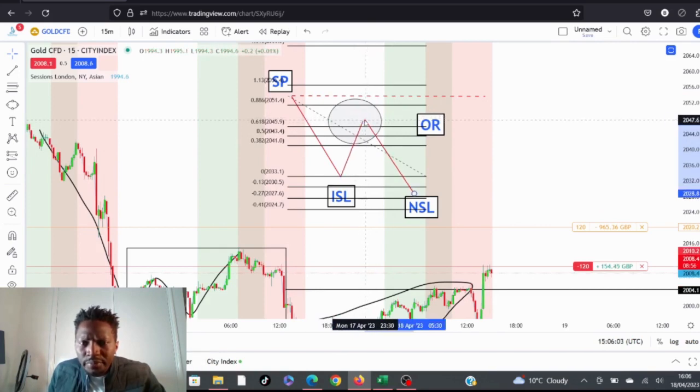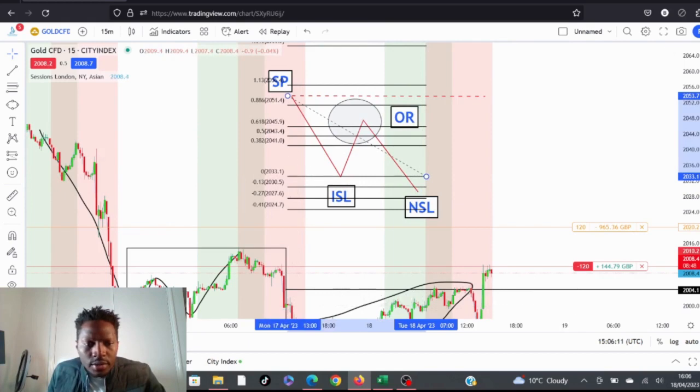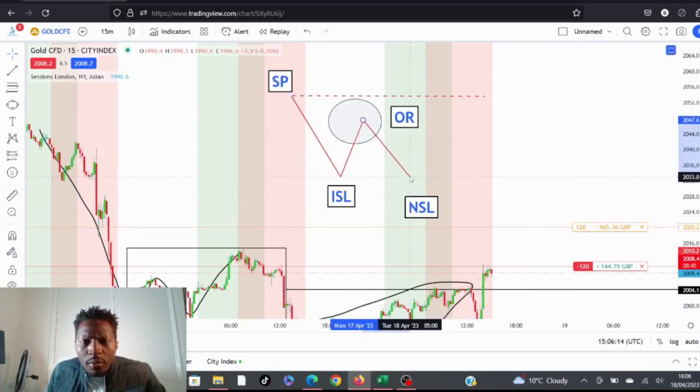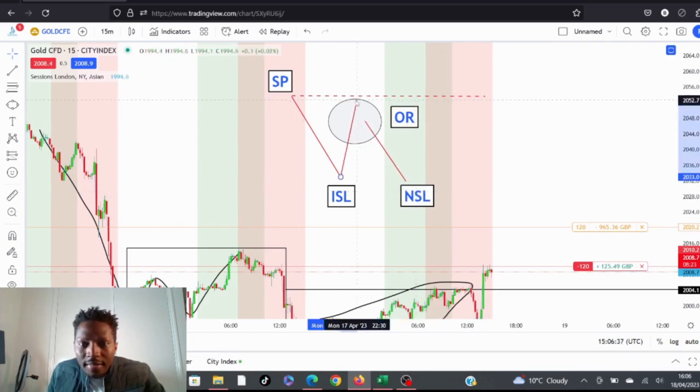Now we talk about the new structure low of a bearish structure. I'm going to get rid of this Fibonacci retracement tool. The new structure low needs to go below the initial structure low. Any part of the candle of the new structure low needs to go below the initial structure low for you to classify it as a bearish structure. It doesn't matter if the break happens here. If the market goes above here and stops here, you have a bearish structure. It doesn't matter if it goes all the way there. As long as it doesn't go beyond, this is a bearish structure.